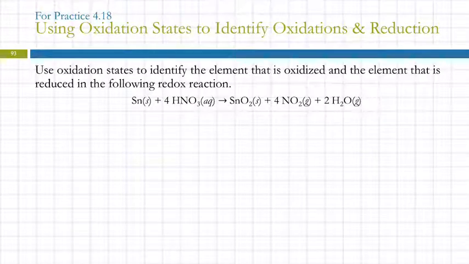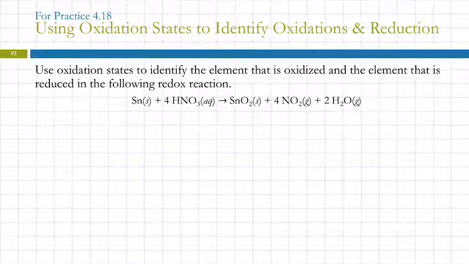So let's practice. Here we have a chemical reaction. And it's asking us to identify the element that's oxidized and the element that's reduced in this reaction. Now this is a little more complicated than just sodium and chlorine, right? Because we've got tin, and we've got hydrogen, and we've got nitrogen, and we've got oxygen. We need one thing to be oxidized, one thing to be reduced. Some of them may not change at all. It is also possible to have multiple things oxidized and multiple things reduced.